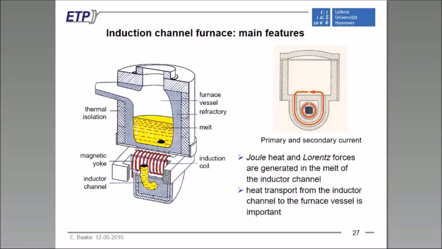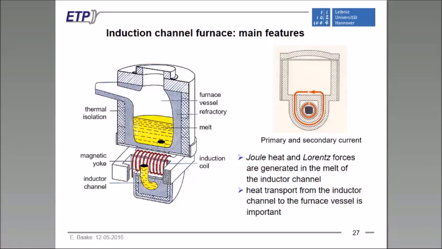And below this vessel we have a so-called inductor, which consists of an induction coil, and here we have a magnetic yoke for the field guiding, and we have the inductor channel where the current is induced, as illustrated on the right-hand side, where you can see the primary current in the induction coil and the loop of the secondary current through the channel itself.